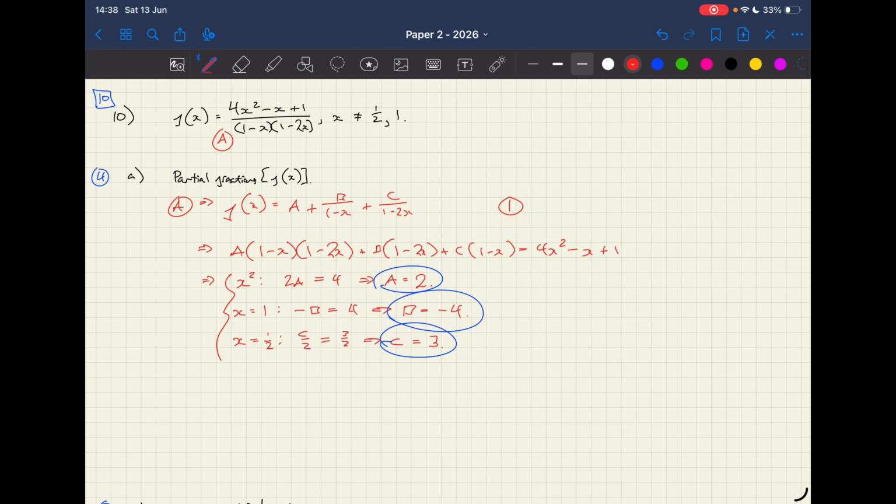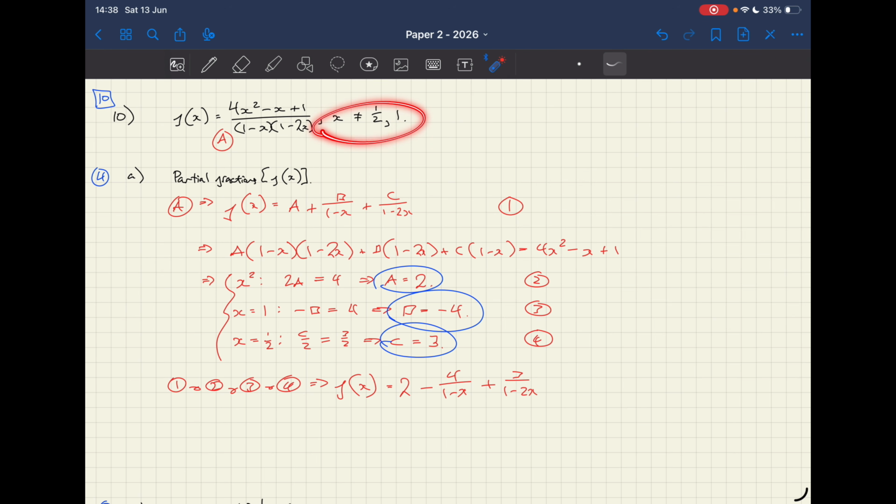We do want to find out the actual partial fractions. So let's call them fact 1, fact 2, fact 3, and fact 4. And then we want all those facts together. 1, 2, 3, and 4. And we can rewrite our f of x. So it's A, which is 2. Take away B, which is minus, well, plus B, but it was minus 4, over 1 minus x. And then we're also going to take away, or add on actually, 3 over 1 minus 2x.